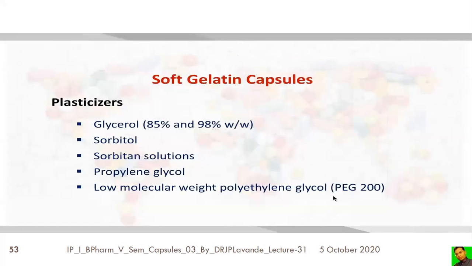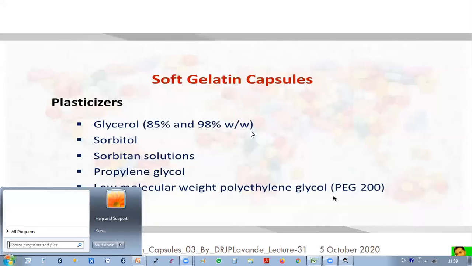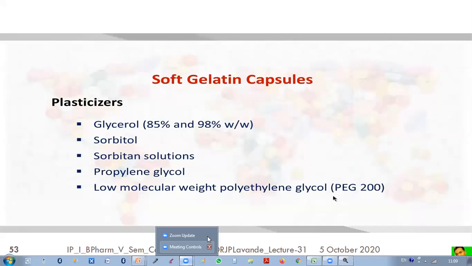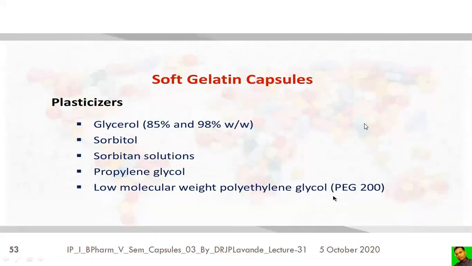As far as the plasticizer material is concerned, glycerol can be used as a plasticizer material. Glycerol in 85% and 98% weight by weight can be used. Sorbitol is also selected, then sorbitan is selected, the solution propylene glycol, and the low molecular weight polyethylene glycol, that is PEG 200.